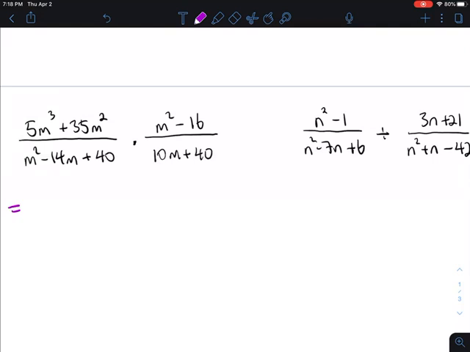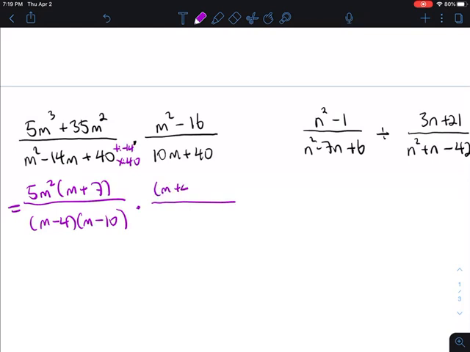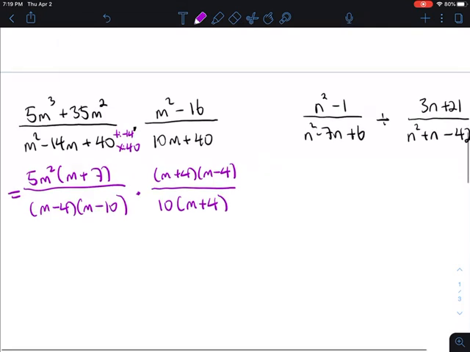5m cubed plus 35m squared. Again, GCF is the first thing you should watch out for. I can take out a 5, and I think also an m squared this time, leaving me with m plus 7. At the bottom, I'm going to add up to negative 14, multiply to 40. So that looks like minus 4 and minus 10. M squared minus 16, I want to add up to 0, but multiply to negative 16. And then 10m plus 40, I can take out a 10. That's my GCF. There we go.